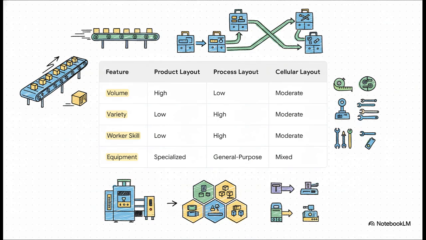Now, this slide right here, this is your ultimate cheat sheet. It lines up all three layouts side by side and compares them on the most important factors: volume, variety, worker skill, and the type of equipment you need. It's simple, right? High volume, low variety, you go with a product layout. Low volume, but tons of variety, process layout is your friend. And if you're somewhere in that sweet spot in the middle, cellular is probably your best bet.